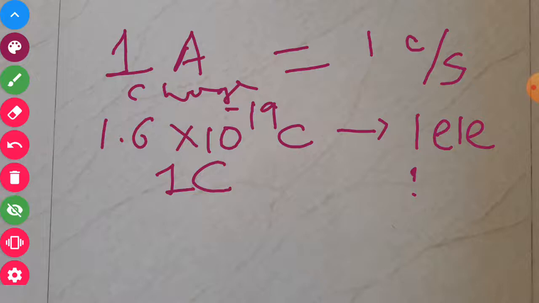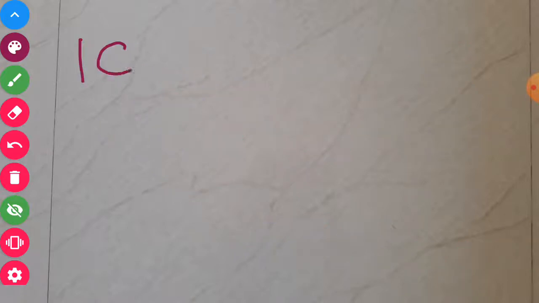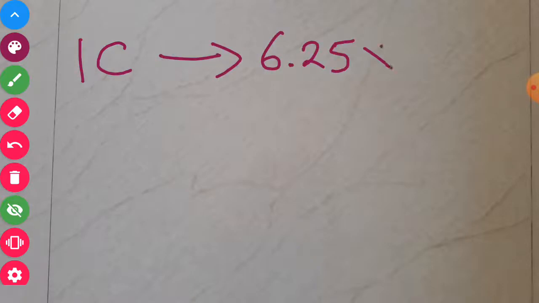Now, nature of the charge is negative. Just now I am not writing negative in front of 1.6 into 10 raised to minus 19. So you can just calculate: 1 divided by 1.6 into 10 raised to minus 19. And this will result in 6.25 into 10 to the power 18 electrons. So we can say that if you have 1 coulomb charge, then there are 6.25 into 10 to the power 18 electrons.